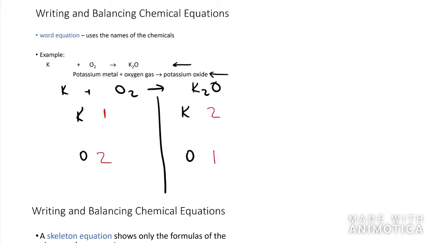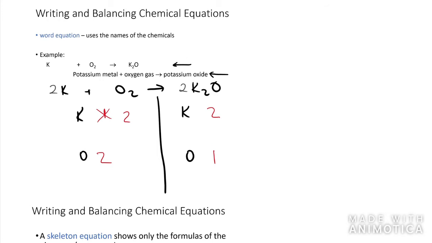Okay, so if we look, we have 2 potassium on this side and 1 potassium on this side. So we need to multiply that by 2. That changes this to 2. Now we have 2 to 2. Oh, but our oxygen, we have 2 of these and only 1 of these, which means I have to multiply this by 2.